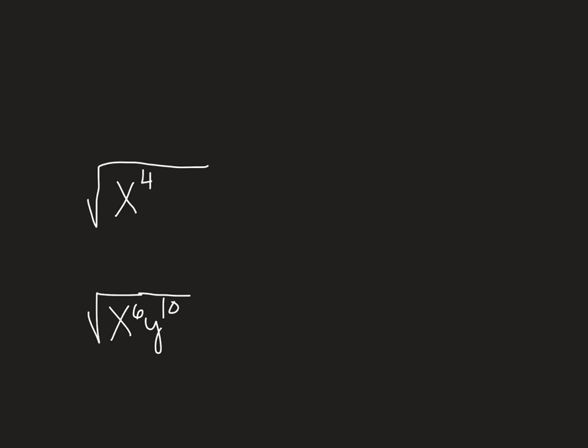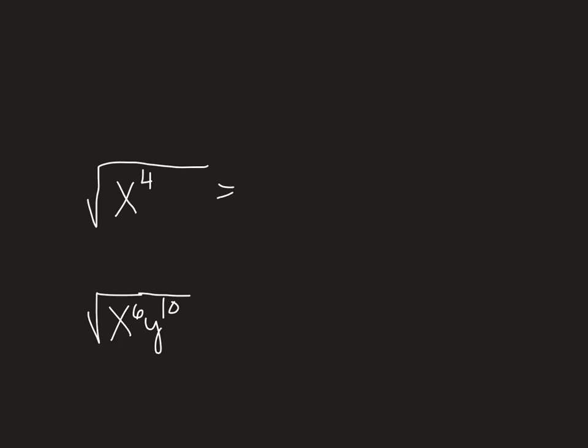Alright, hello. So this video is going to be about simplifying square roots that have variables in them. Now, we're going to start by going over ones that just have variables in them, and then we're going to do maybe one or two that have numbers and variables. Alright, so the first thing you want to do is come up with a little shortcut rather than write everything out.